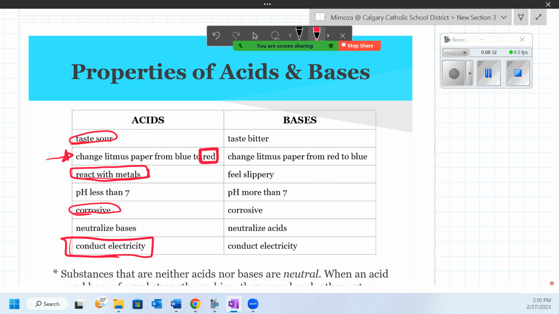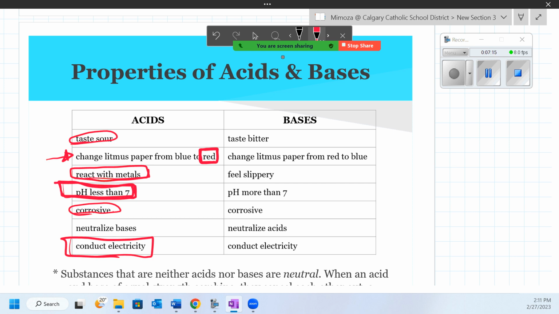Now, litmus paper is a paper that is used just to indicate what type of solution you are testing. The fact that the litmus paper changes doesn't mean that it is the fault, quote unquote, of the litmus paper, but it tells us what solution we are dealing with. So if you have a blue litmus paper and you put it into a solution and you see that almost immediately it turns red, that means that the solution is an acid solution. Now, another very important characteristic of the acid is that it has a pH that is less than 7.